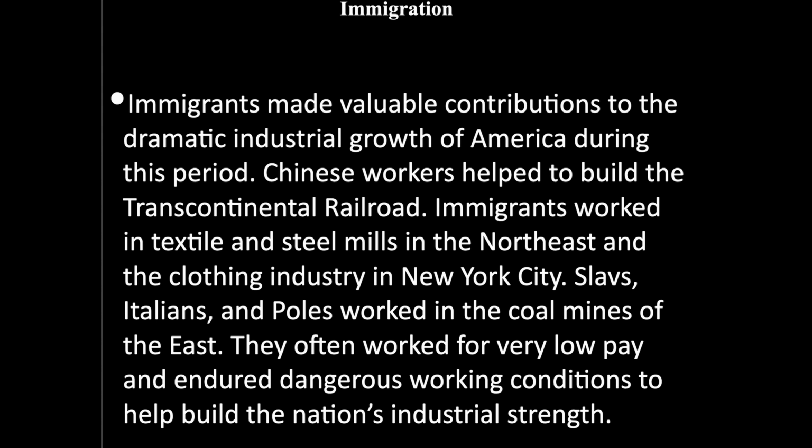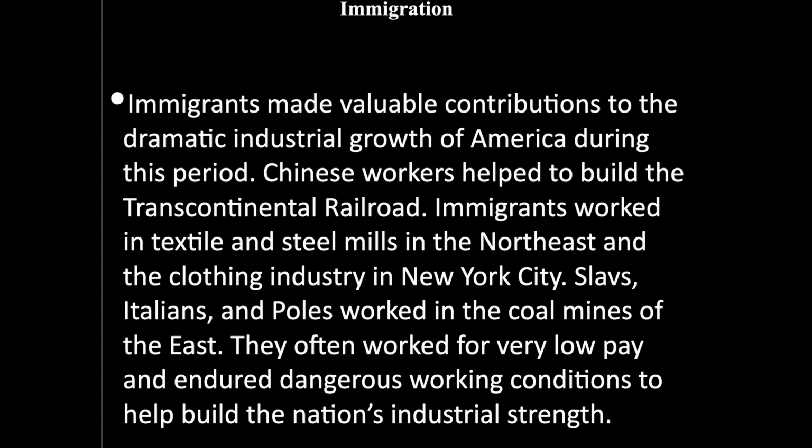Now remember, textiles are fabrics and cloth. Steel mills in the Northeast, like Pittsburgh. The clothing industry is most famous in New York City. Slavs, which is Eastern Europeans, Italians, and Poles worked in the coal mines of the East. They often worked for very low pay and endured dangerous working conditions to help build the nation's industrial strength.